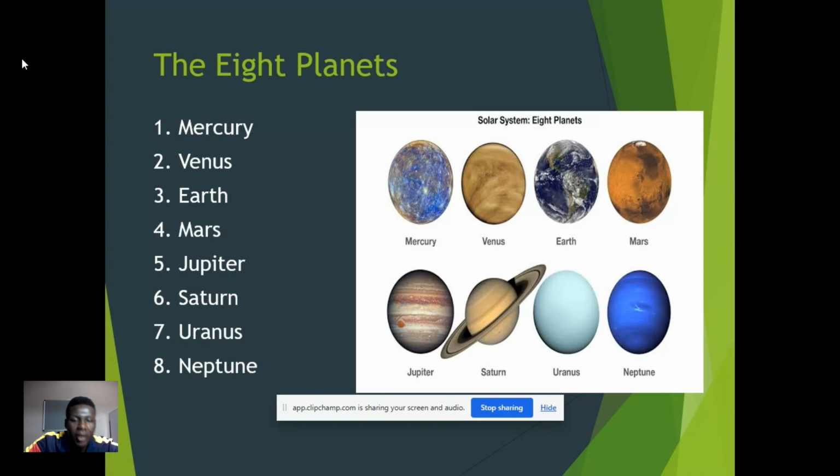Okay, then we look at the sixth planet from the sun, where we have Saturn. Saturn is the second largest planet in our solar system, with a prominent ring system made up of ice and rock.